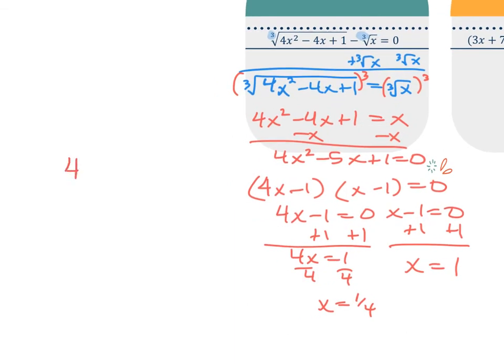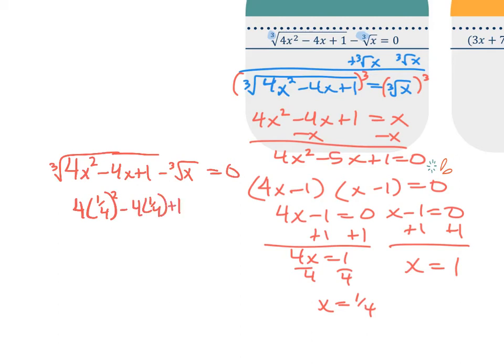So we're going to 4x squared minus 4x plus 1 minus this. And again, these are cube roots. So let's plug in the 1/4. So 4 times 1/4 squared minus 4 times 1/4. And then the cubed root of 1/4. Now, don't worry that you're like, oh, how am I going to do a cube root of 1/4? Watch what happens when I simplify what's under that first radical. 1/4 squared is 1/16, so this will give me 1/4.